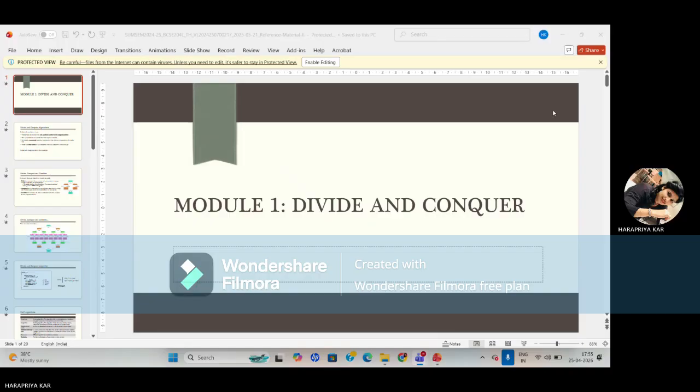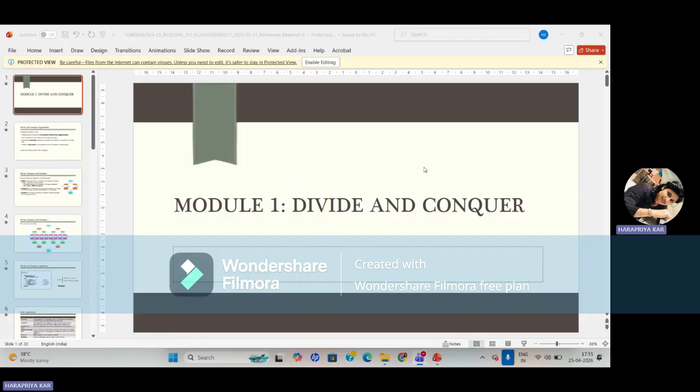So the concept is about divide and conquer. Before this lecture, I discussed the greedy approaches and the different examples I taught here. First we moved with Huffman coding and the fractional knapsack algorithm. After these two algorithms, we are moving with the divide and conquer approach. So let's move with this.